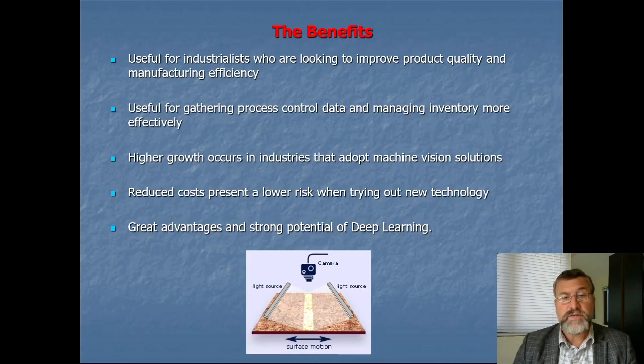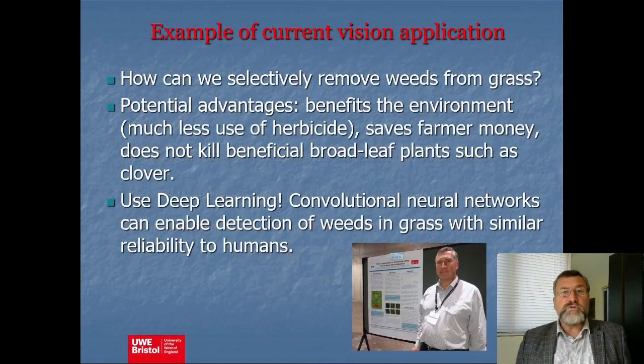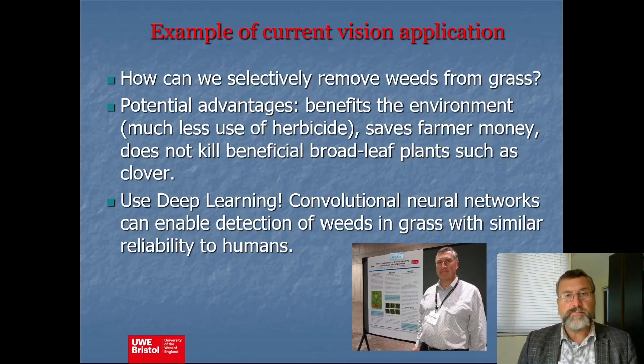And of course, the traditional machine vision, the digital machine vision we've been using, computer vision over the years, has now been boosted by the advent of deep learning, which I'll talk about in some detail in the course, specifically convolutional neural networks. Now, if I go straight into an example, actually, to maybe help show what some of the benefits of machine vision can be, I've got here a conference paper which I presented at a conference in San Diego last year. And the idea of it was that we use computer vision to selectively remove weeds from grass.